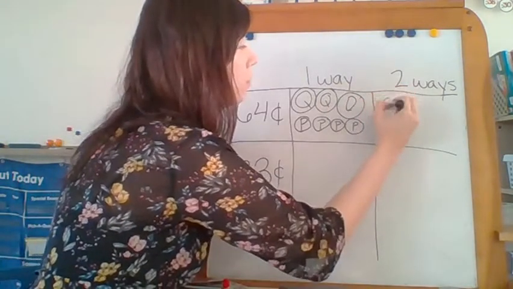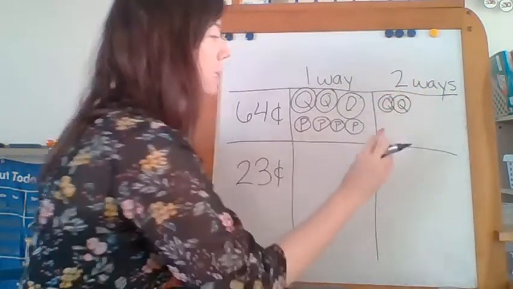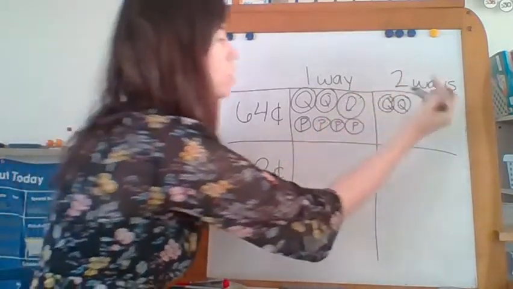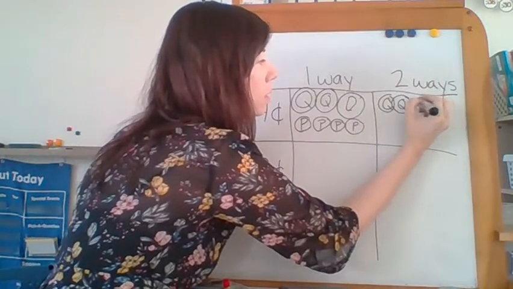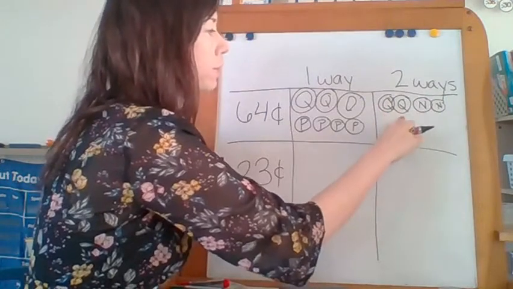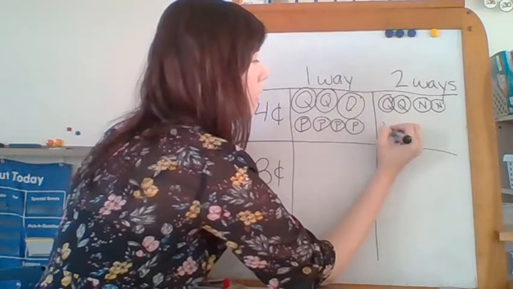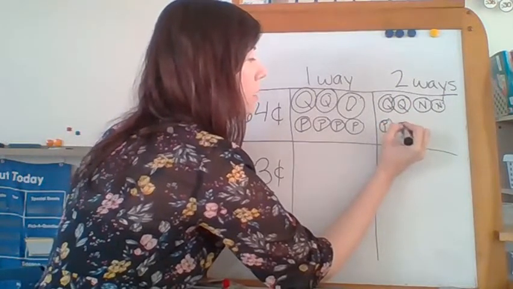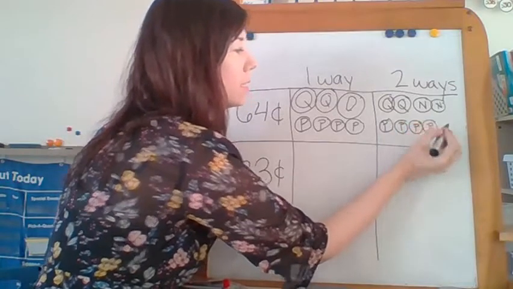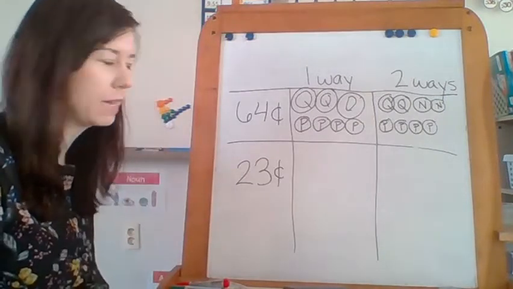So I'm going to keep my quarters here. So I'm at 50 cents, but I know that 2 nickels make 1 dime. So I'm going to do that. So here, 25, 50, 55, 60. Now I need to add my 4 pennies. Does that make sense? All right, let's do one more example, and then I want you to try today.